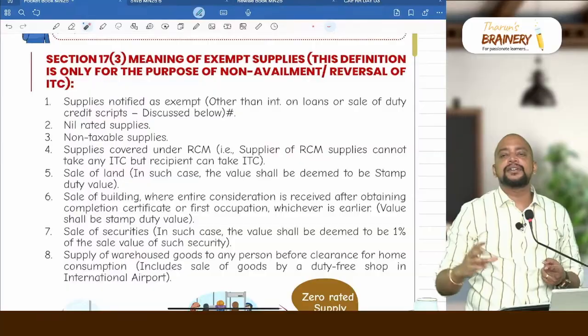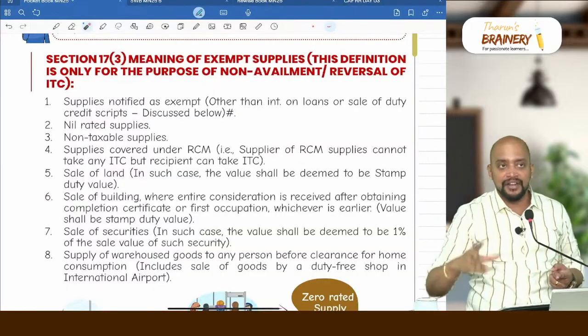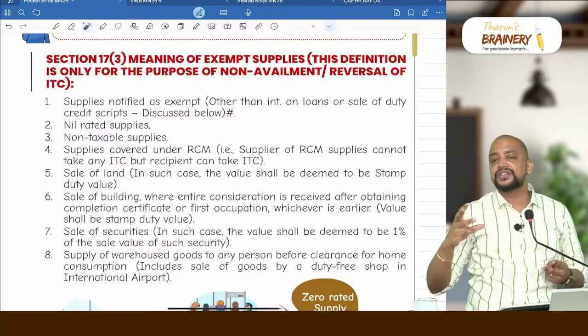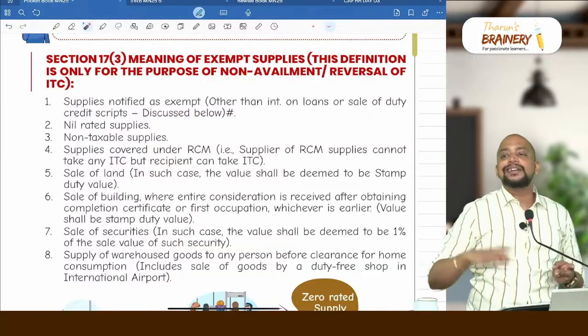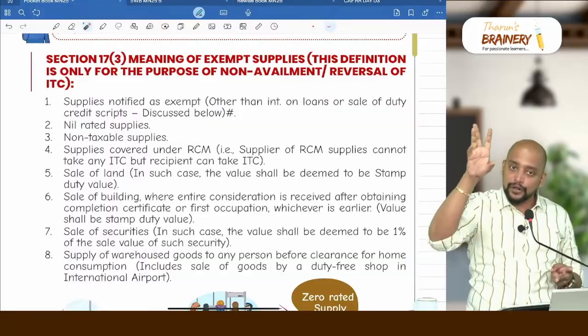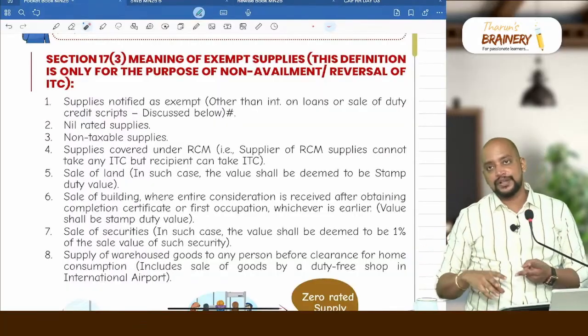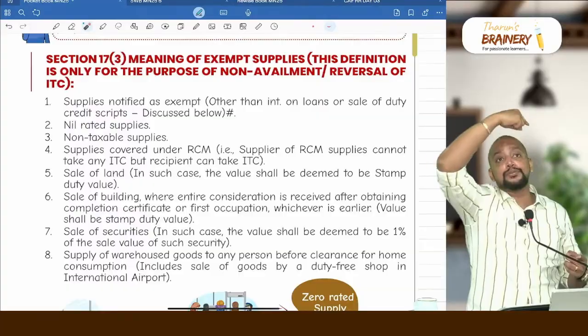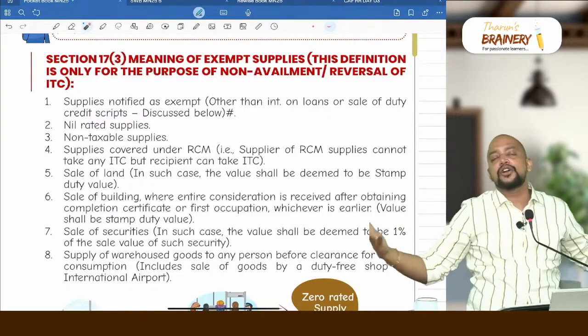So usually whenever a definition is given in section 2 of an act, that will be applicable throughout the act. Whereas whenever a definition is not given in section 2 but in some other place, it will be applicable only in that particular chapter. So like that, the meaning of exempted supply, which is given in section 2, is applicable throughout the GST law. What is the meaning of exempted supply?